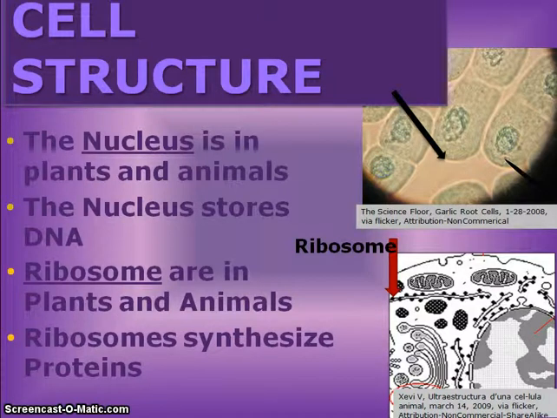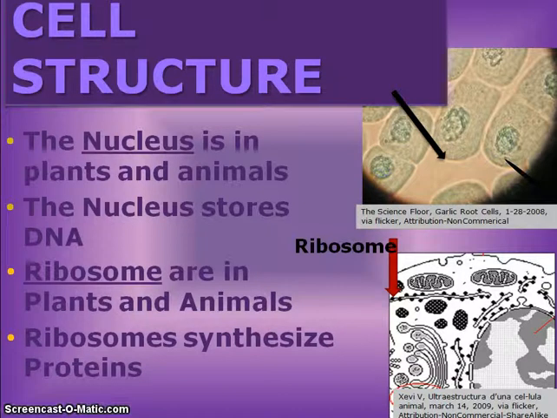So, getting to some organelles that are located in both plants and animals. The nucleus is the place where all the DNA is stored in the plant. It is very, very large. As you can see, this is the nucleus, and then this is the entire cell. Inside the nucleus, DNA is stored, and it also creates RNA, which is used in ribosomes.